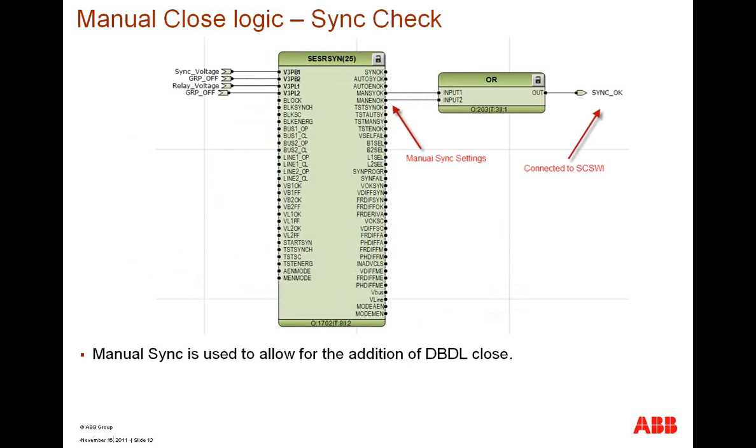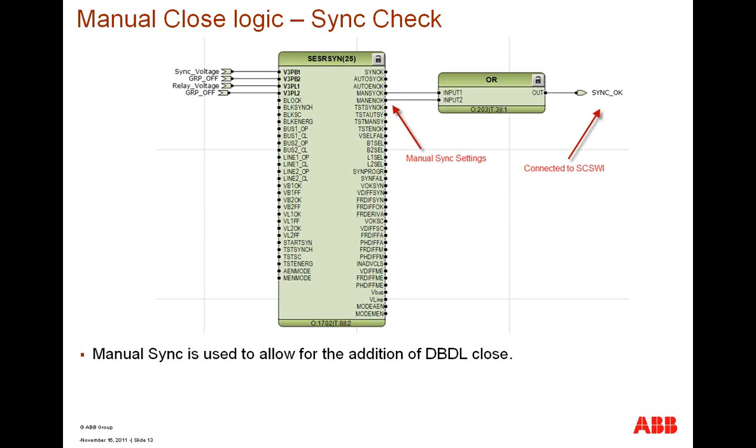So if we analyze the sync check, you'll see the logic is driven by the SESRSYN, ANSI number 25. And just for manual control, we're going to look at the manual sync output and the manual ENOK output. These outputs are what's going to drive the manual sync is OK.